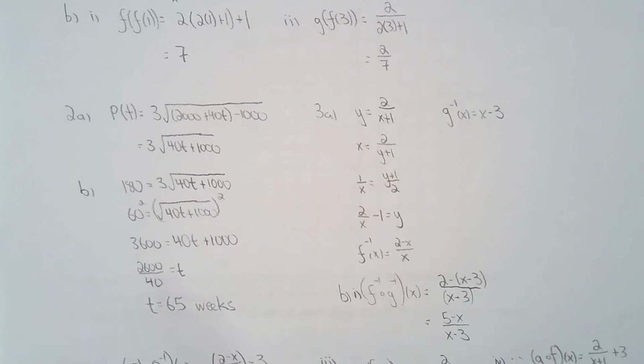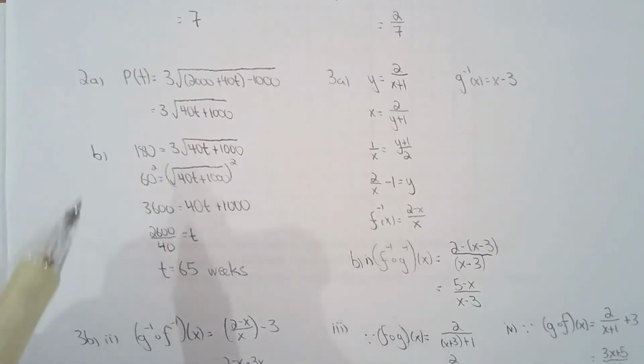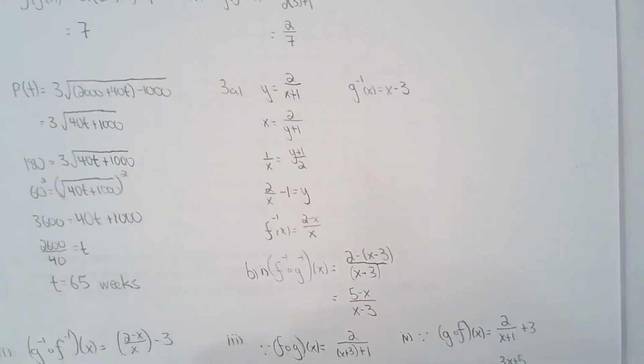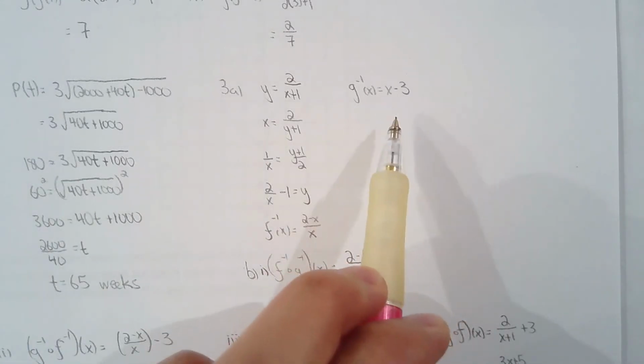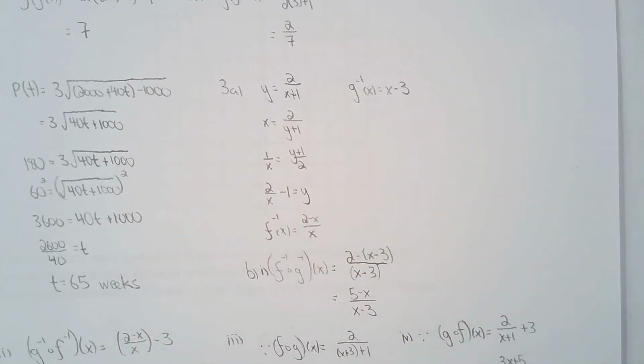For b, it's pretty straightforward. Just let p of t equal 180. Be careful, don't let it equal 180,000 because p of t is measured in thousands of dollars. For question 3a, you're just finding the inverse of f and inverse of g. Not much to say. I didn't show much work for inverse of g because I know the inverse of adding by 3 is subtracting by 3.